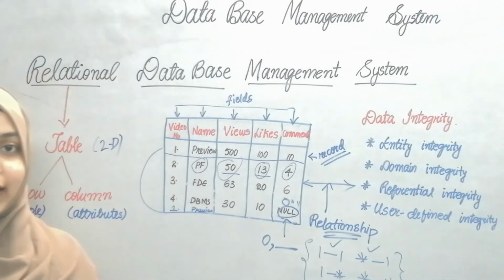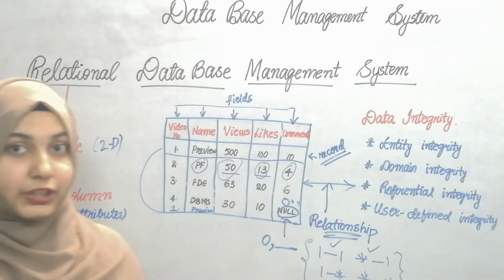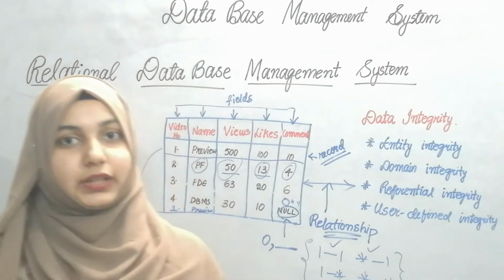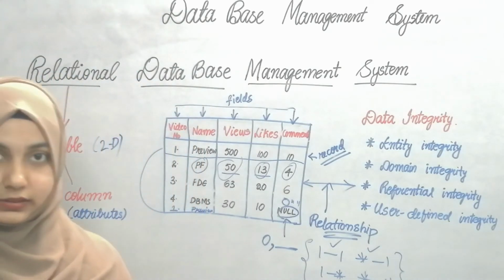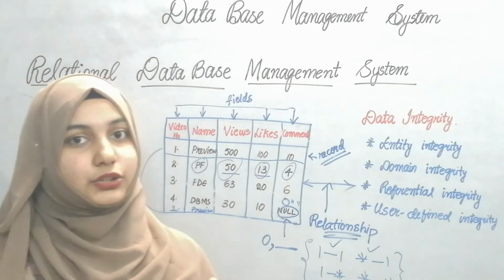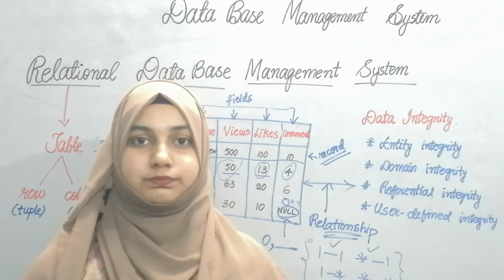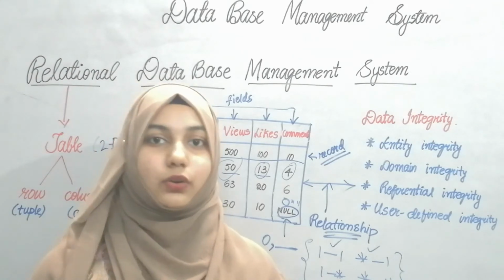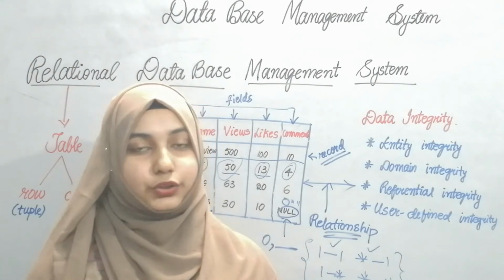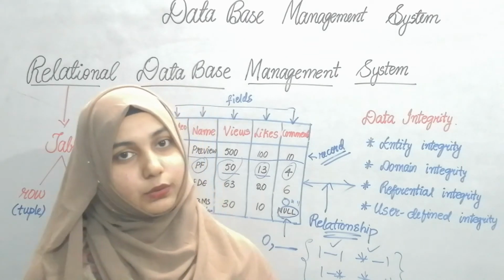Domain integrity ensures that the type of data, the range of the data, the format of the data that you're entering should be valid. Type, range, format should be valid. For example, suppose your roll number. Roll number has got no alphabets, right? Roll number has got only digits.